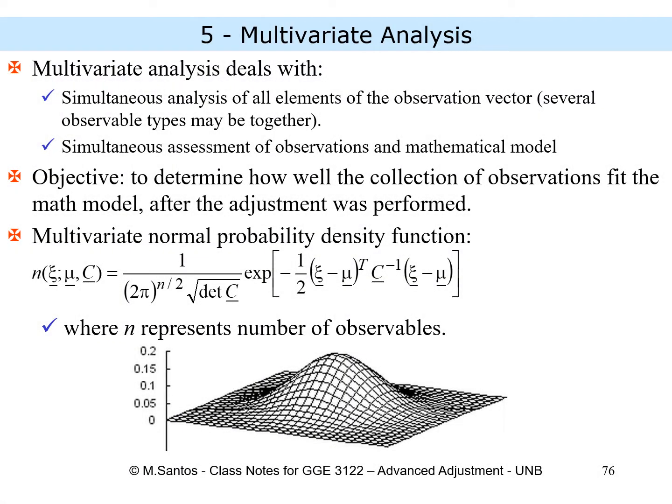Multivariate analysis deals with the analysis of parameters during or after the estimation process. It deals with the simultaneous analysis of all elements of the observation vector, and it also deals with the simultaneous assessment of observations and mathematical models. The objective is to determine how well the collection of observations fit the mathematical model after the adjustment was performed, after or during the adjustment.